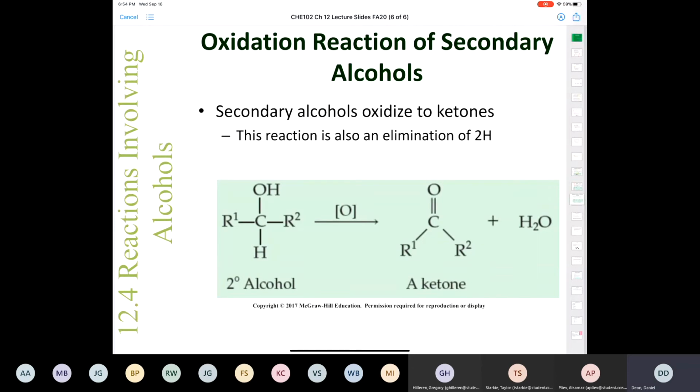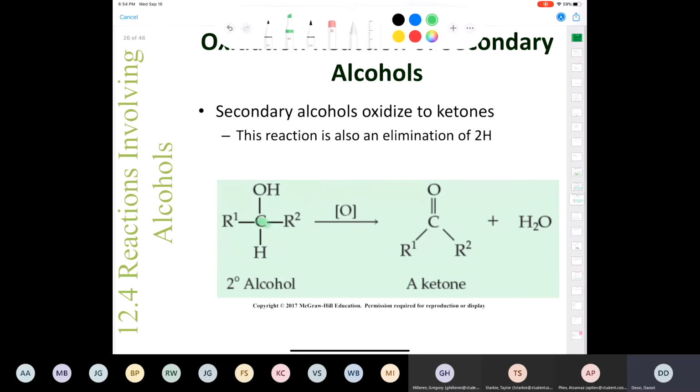Okay, reactions of secondary alcohols. This is a little bit simpler. It says there the secondary alcohols, and you should know what a secondary alcohol is. The carbonyl carbon is attached to 2 R groups. A secondary alcohol always oxidizes to give you a ketone. Why? Because you lose 2 hydrogens. It says this reaction is also an elimination of 2 hydrogens. Remember what I told you earlier.